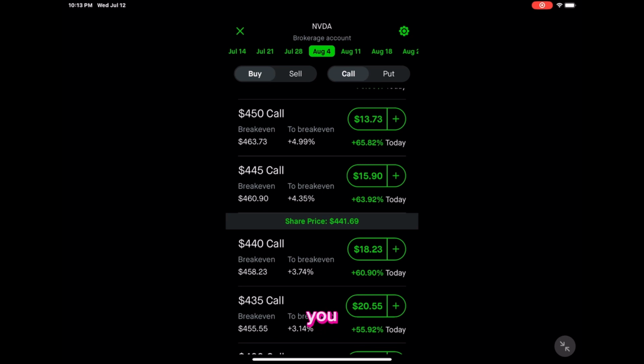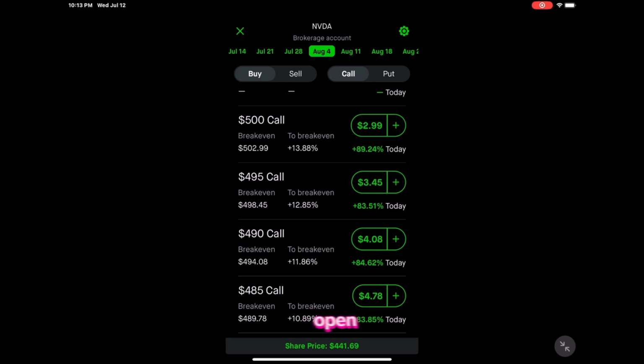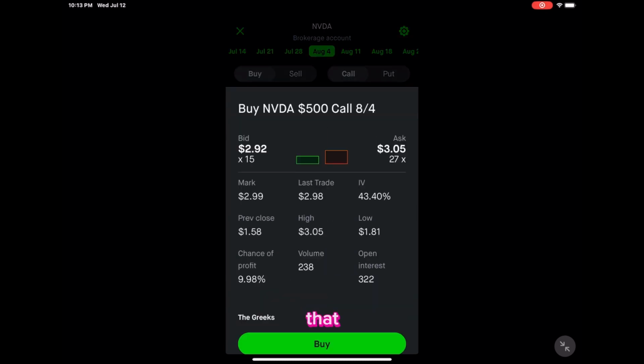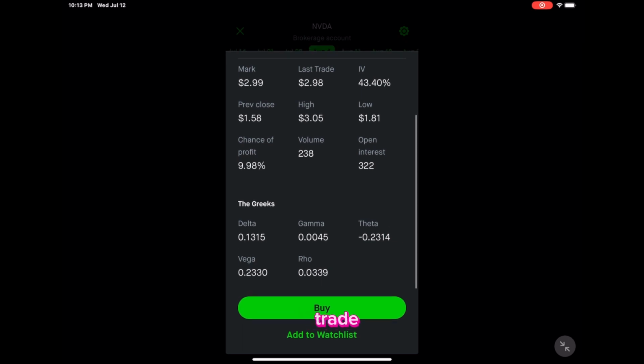Now, for those of you who already know how expiration times work, how calls work, and premium, what you've got to do is, when you open up Robinhood, you select a contract that you want to trade, that you want to buy, and you want to click on the middle part of the contract to open up the information. Once you do all this, you want to click on add to watchlist. Now, this is going to allow you to paper trade the contract.